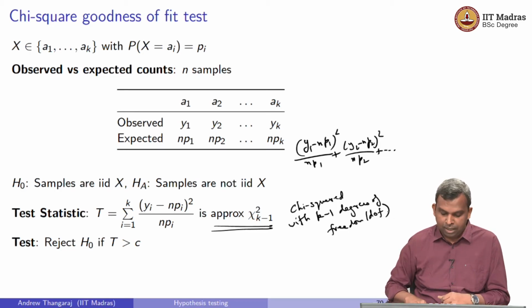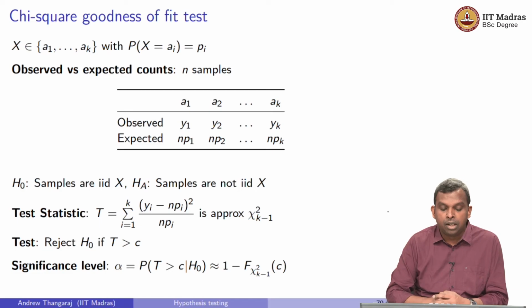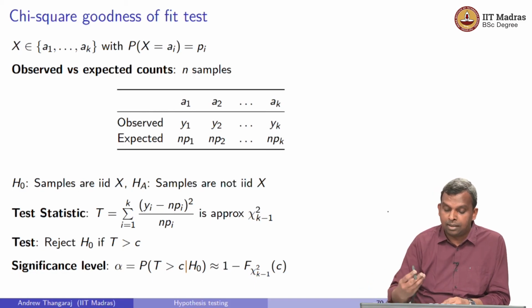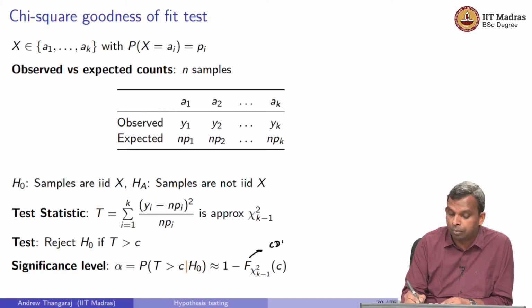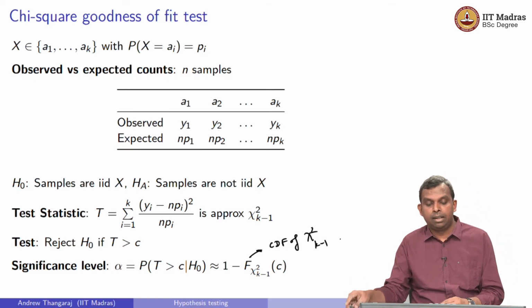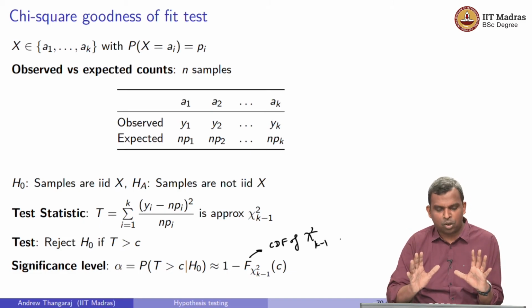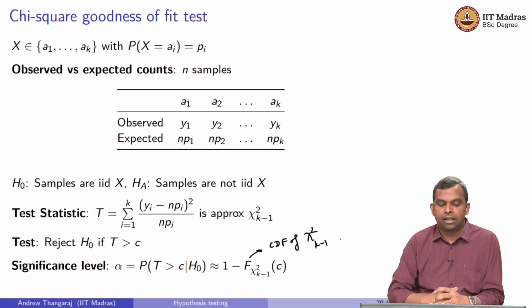Based on this and the chi-square approximation, you can quickly derive a significance level, which is the probability that T is greater than C given H naught, and that will be 1 minus F chi-squared k minus 1 evaluated at the critical value, and this is just the CDF of chi-squared k minus 1. So, this is the chi-squared goodness of fit test. It is a very typical simple test, may not be the greatest of things, but it is commonly used, and you can quickly evaluate the goodness of a fit using it.